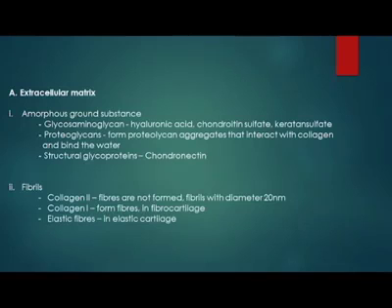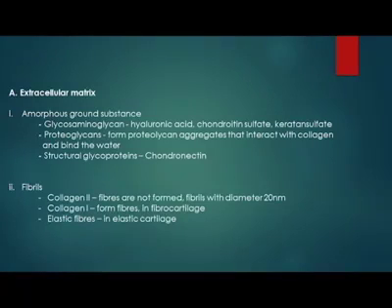And what about the extracellular matrix? There are two components: amorphous ground substances and fibrils. There are three main amorphous ground substances: glycosaminoglycan, proteoglycan, and structural glycoproteins. What about fibrils? Collagen 2, collagen 1, and elastic fibers.